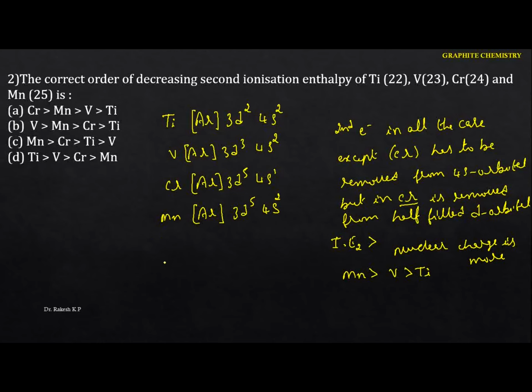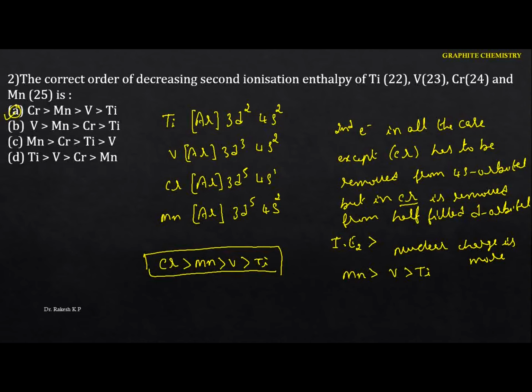So why chromium? Because of the half-filled d orbital, the second electron is removed from a half-filled d orbital. The next, depending upon the nuclear charge, is manganese, then vanadium, and the last is titanium. This is the correct order, a decreasing order. So in this case the option is the first one.